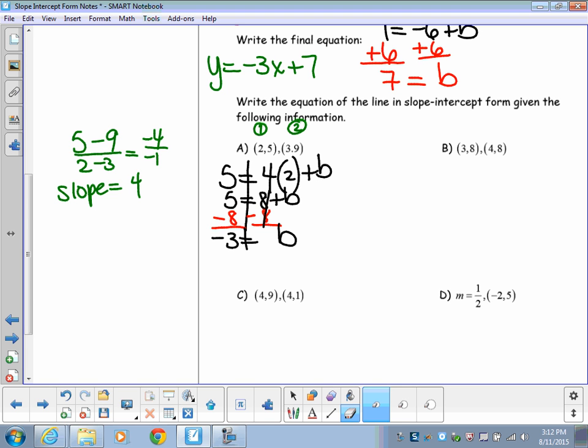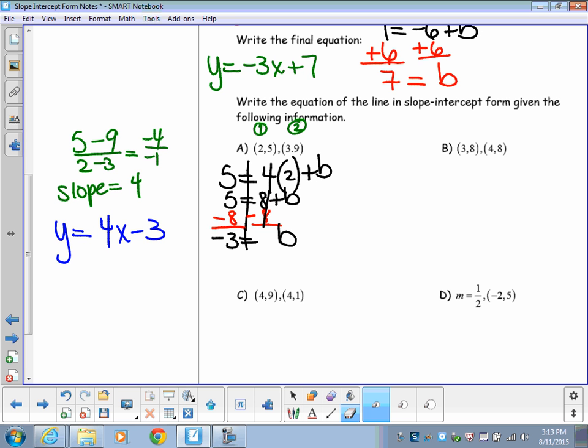And my final equation will be in the form of y equals mx plus b. So my final equation is y equals 4x minus 3. That would be my final equation. The reason it is y equals 4x minus 3 is because 4 represents my slope and -3 represents my y-intercept, or my b. Now let's do problem B.